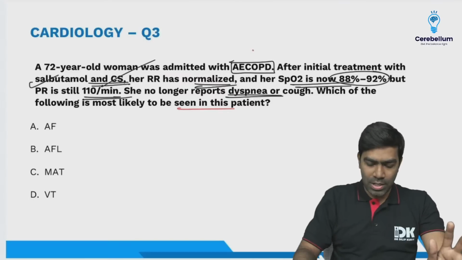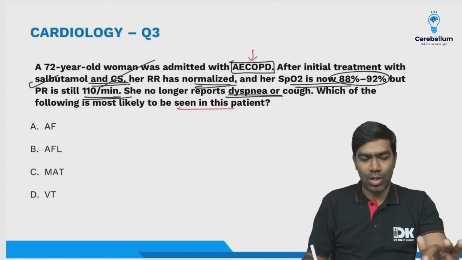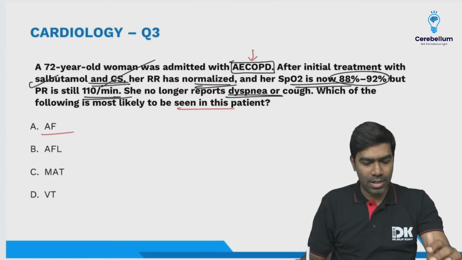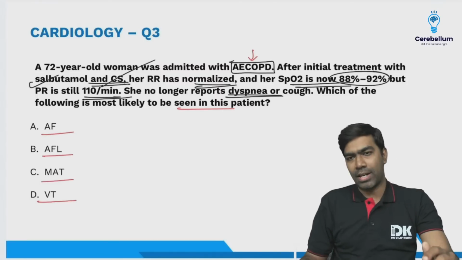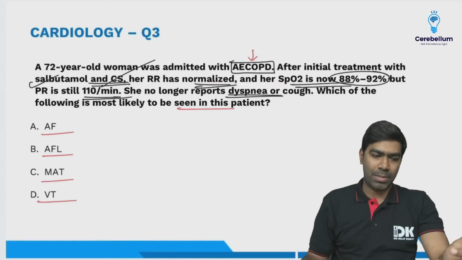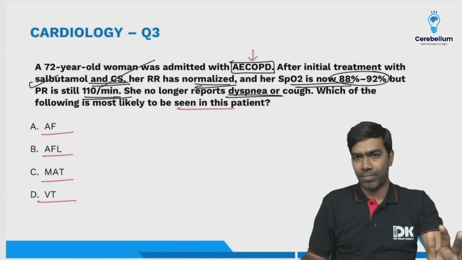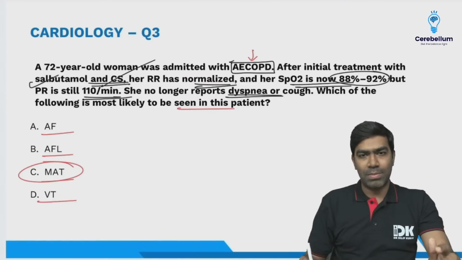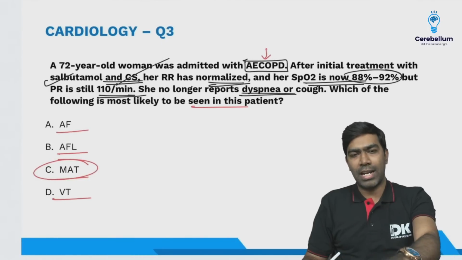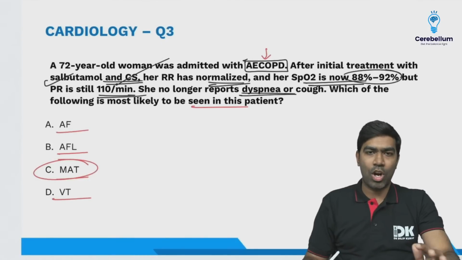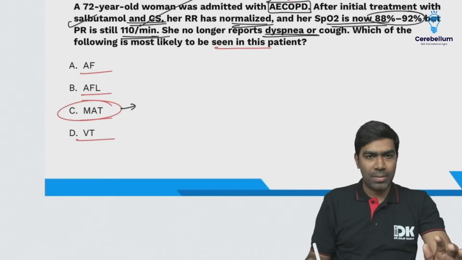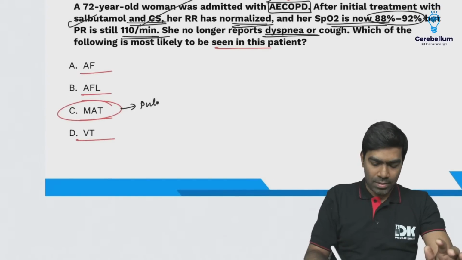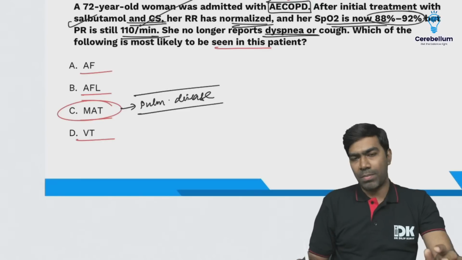We are talking about the usual arrhythmia that you will encounter in the setting of acute exacerbation of COPD. Is it atrial fibrillation, atrial flutter, multifocal atrial tachycardia, or ventricular tachycardia? The right answer for this question is MAT, that is multifocal atrial tachycardia. That is what you're going to see very commonly in the setting of pulmonary disease. So remember, MAT is typically an arrhythmia that occurs in the setting of pulmonary disease.